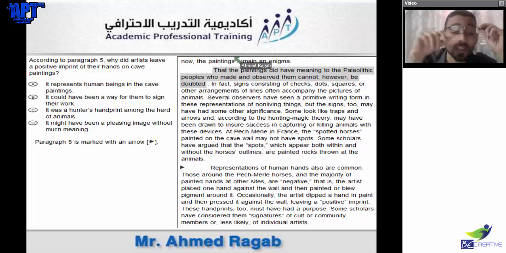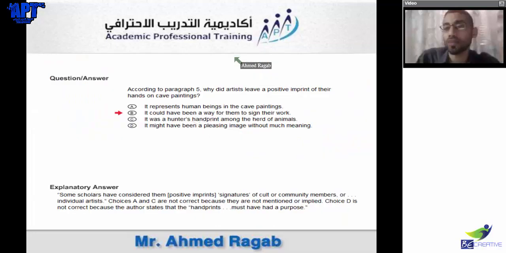When I actually answered it the wrong way, it's not the hunter. It was the hunter's handprint among the herd of the animal. Here he didn't mention anything about the hunter, but I said a hunter. Why? Because I like the answer. It's not about the answer you like. It's about the correct answer, for God's sake.